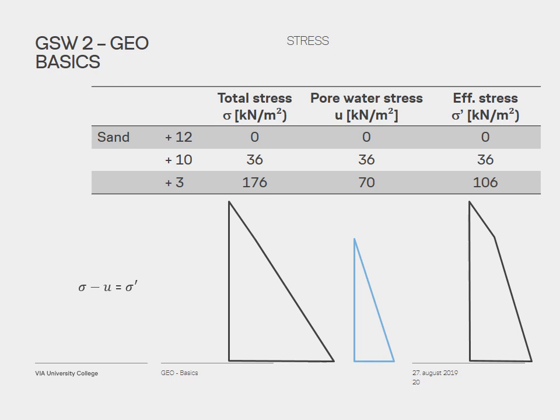If we rewrite the term for how to calculate the effective stress, we could say that the total stress minus the pore water stress equals the effective stress. And I think if we look at our figures, we prove that it's right. It's very important that you understand how to calculate the stress with or without the presence of groundwater, as this will be very important later in the semester when we calculate earth pressure.